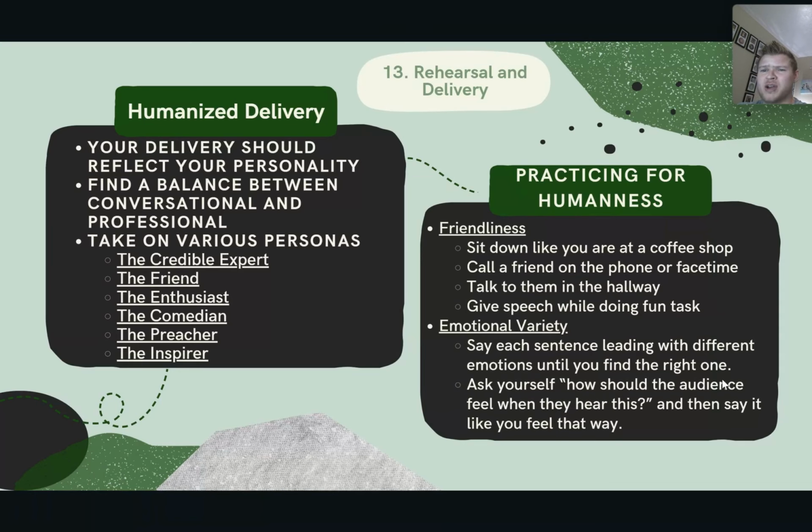I always struggled with being a robot when I did my speeches, so here are some things that you can do. Sit down like you are at a coffee shop with a friend and talk your speech to them, and react and maybe have them respond and then you say the next line of your speech. So talk like you're in a conversation and it will automatically sound more human.